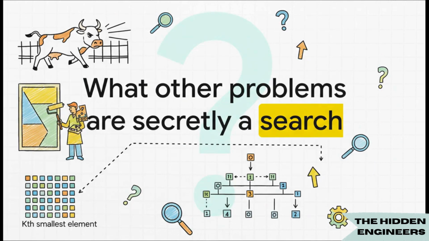So I'll just leave you with this question to chew on. Think about other famous problems like aggressive cows or the painter's partition problem, or even finding the kth smallest element in a sorted matrix. Is it possible that these are also just hiding a search for the optimal answer? Because once you start looking for this pattern, you'll be amazed at just how often you find it.